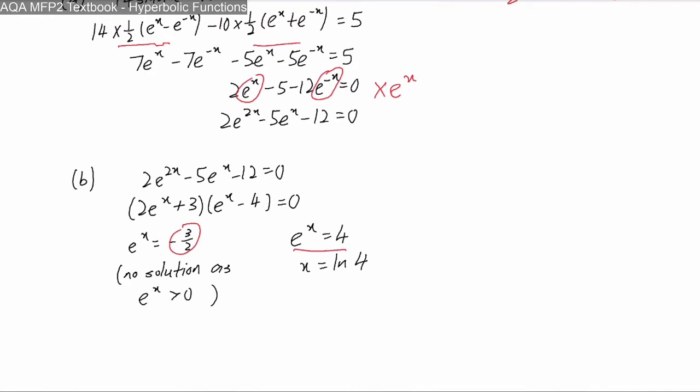For the other one, we have e power x is equal to 4. So we can get the value of x very easily in this case, where x is equal to ln 4. Okay, so this is for question 4.